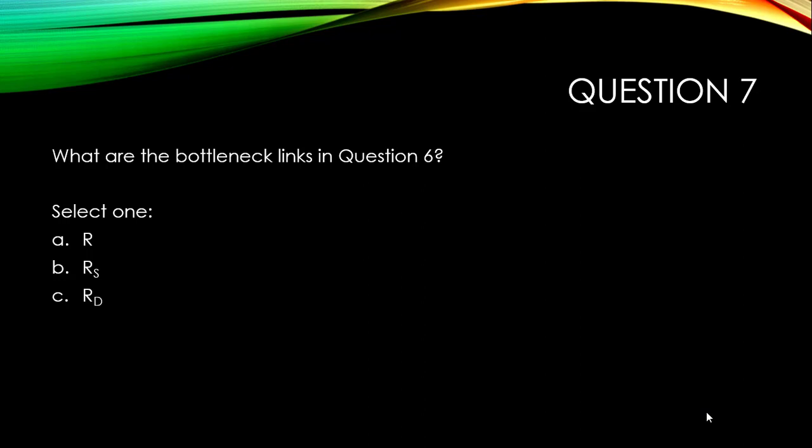So question 7, what are the bottleneck links? We're going to select RD.